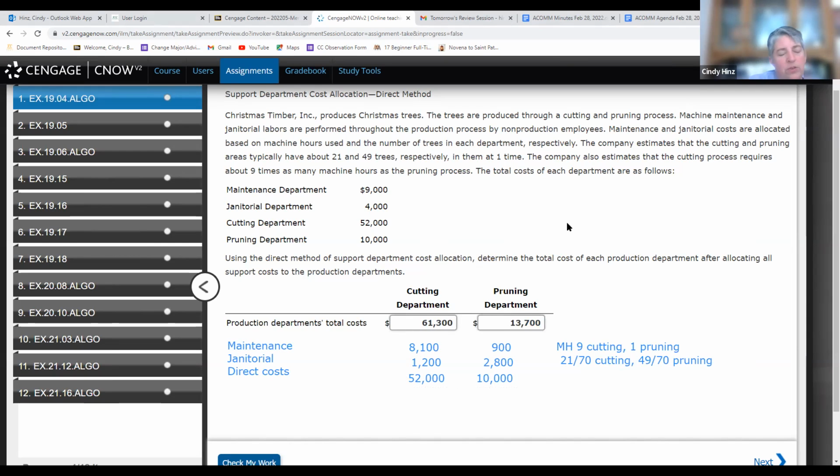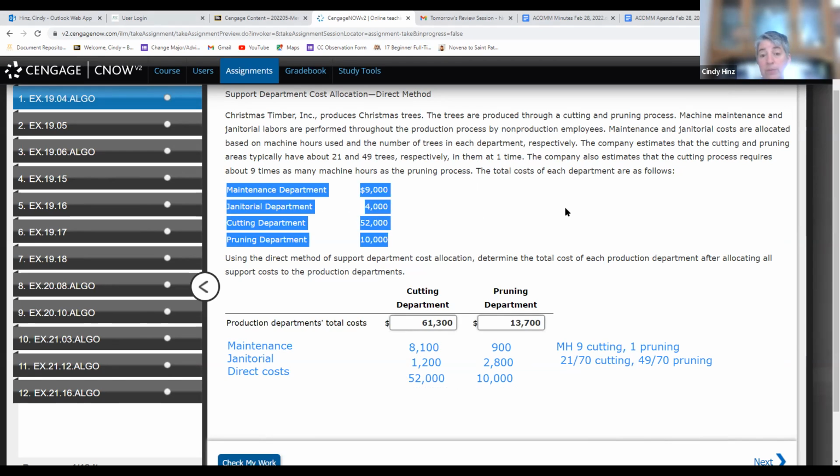And if you wanted to confirm, if you wanted to check yourself, you could add up all four of these costs. What we should find, what you must find, is that we have now successfully moved all of the costs out of the two support departments and into the cutting and pruning, the production departments, and that our total costs are still completely accounted for, but they've all been assigned to production departments.